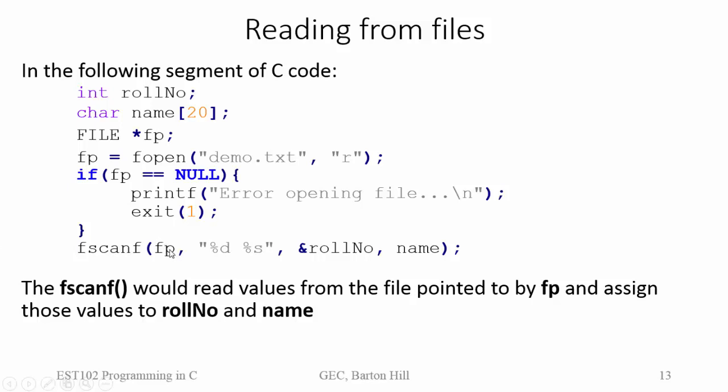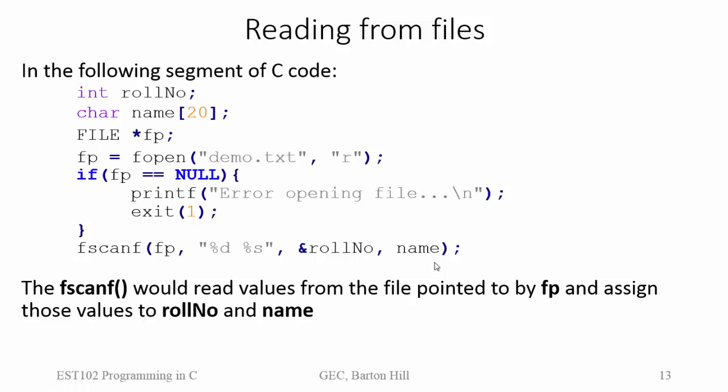So we will be having the first argument as the file pointer. What it does is that fscanf would read values from the file pointed to by fp and assign those values to roll number and name. So consider that if I have a file demo.txt and inside I have a value 1 and after that a name like Abhishek, then this 1 will be stored inside roll number and the name, that is Abhishek, will be stored inside the variable name. That's how fscanf works.